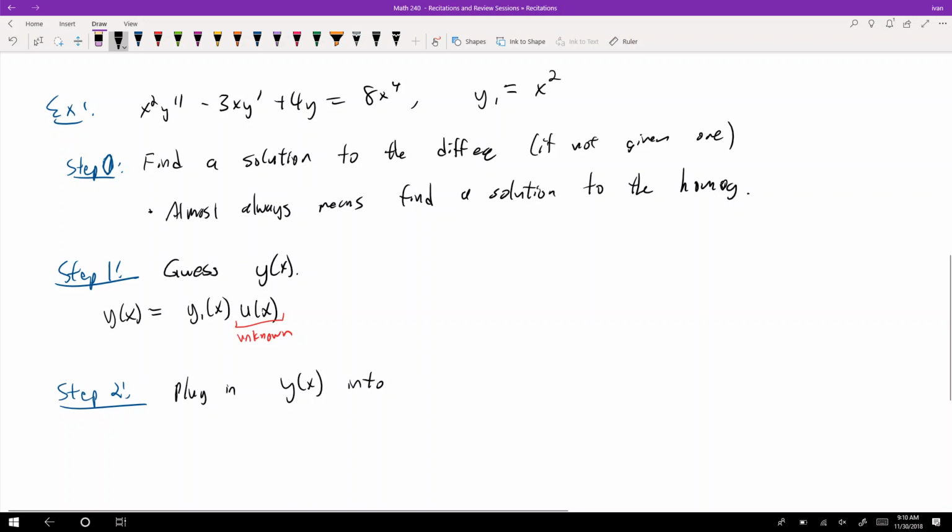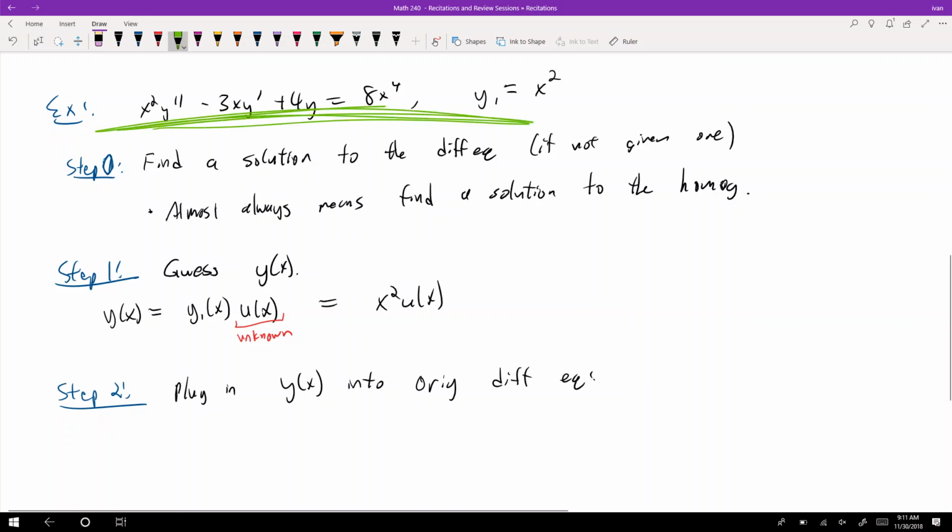We're going to plug y of x into the original diffy-Q, and in our case above, y1 was x squared, so y of x is x squared u of x. Now we want to plug y of x into the original differential equation. If you look at the original differential equation up here, you'll notice that we have y double prime, y prime, etc. So we need to take these derivatives.